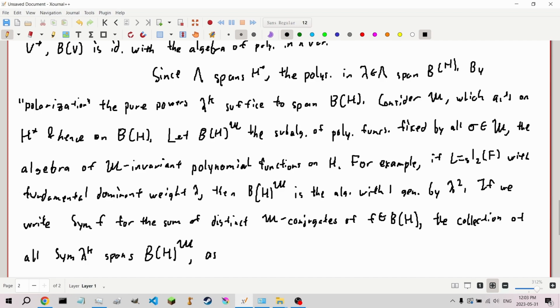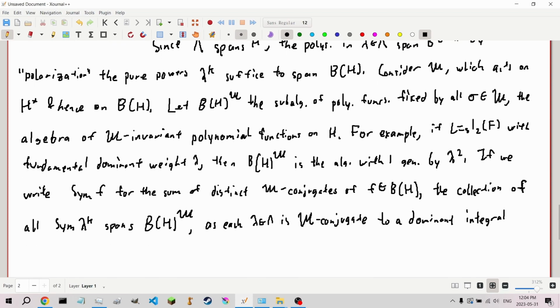And that is because each lambda in Lambda is Weyl conjugate to a dominant integral linear function.